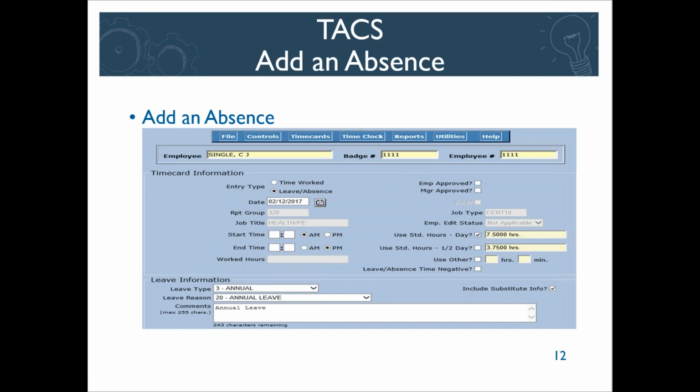When you add an absence, you can add an absence with or without substitute information. Here we're doing it without the substitute information. When you add time either as a time card or as an absence, you can do a start or end time, but you can also just use your standard hours or a half day, or you can simply put in how many hours and minutes that they worked. With the absence, you just choose your leave type and your leave reason, and then put a comment in.